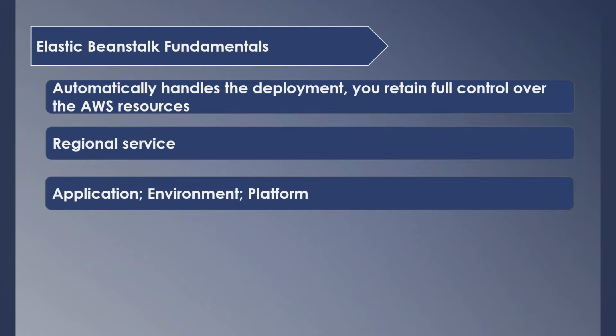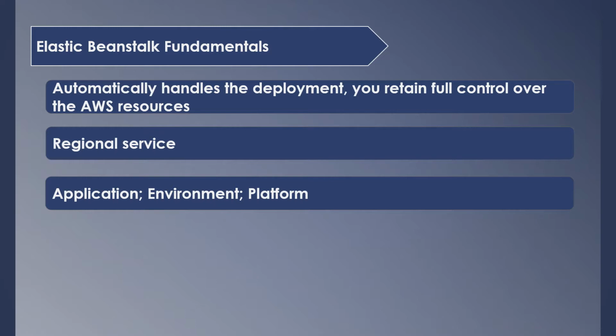Before going any further, we need to know the three main concepts in Elastic Beanstalk, that is application, environment, and platform. Application is a collection of Elastic Beanstalk components like environments, environment versions, and its configurations. An environment is a collection of AWS resources running a specific application version, and each environment can run only one app version at a time. So typically you would create one environment for testing and another for production.